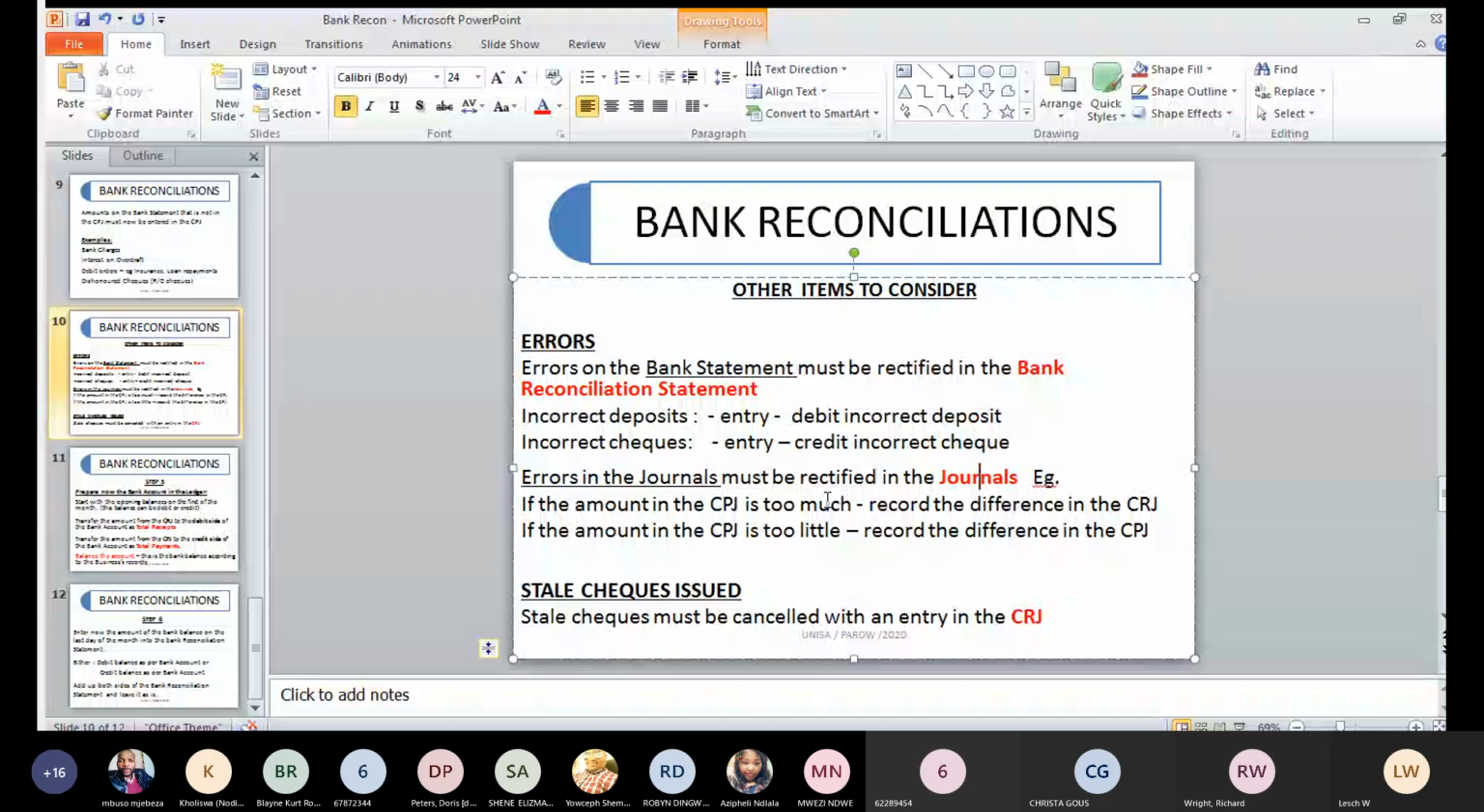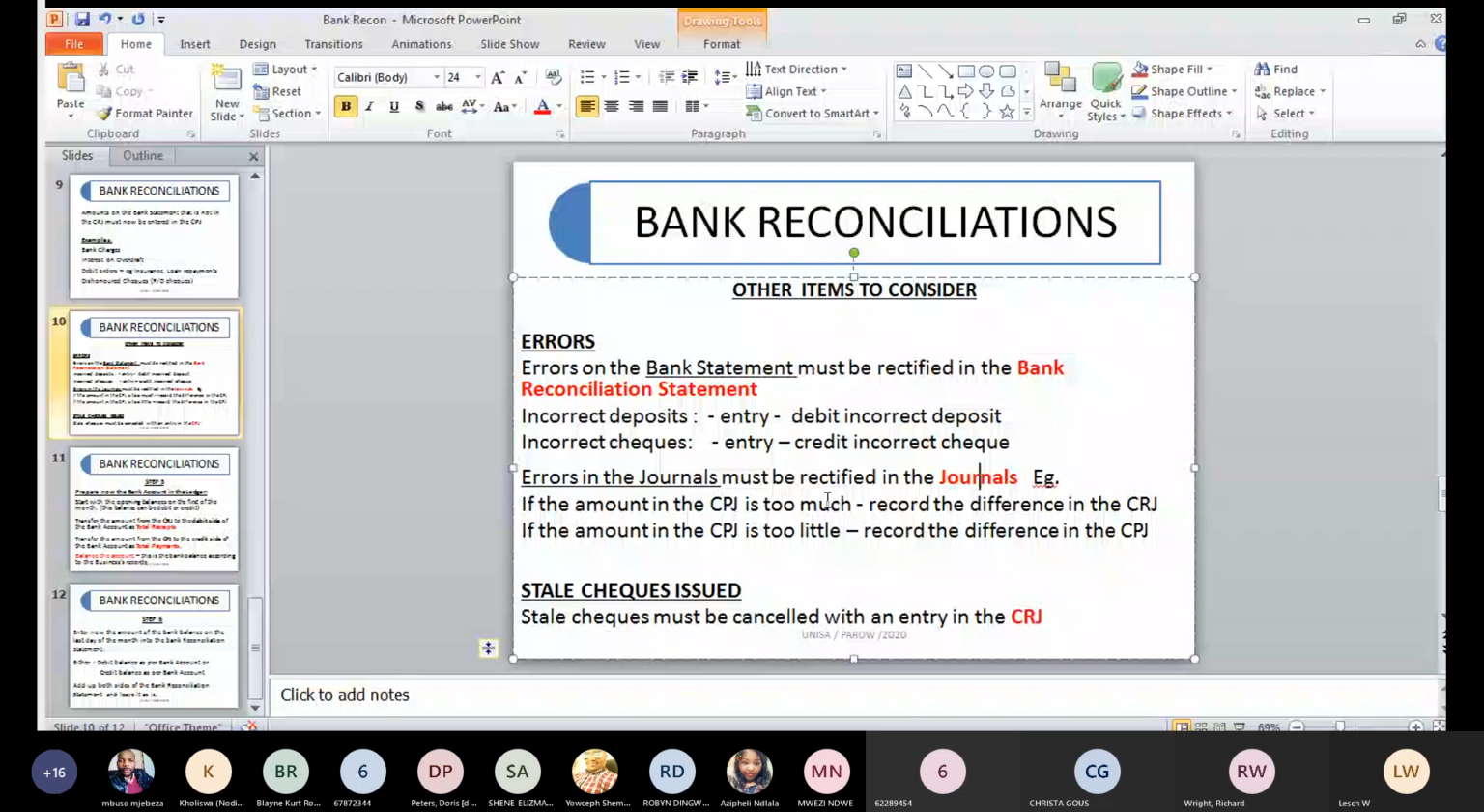If the amount in the cash payments journal, however, is too little, say the check is for 450 Rand, but you only recorded 400 Rand, then you must make an additional entry for 50 Rand in your cash payments journal. So if the amount is too much, record it in the cash receipts journal. And if the amount is too little, you make another entry in your cash payments journal for the difference.